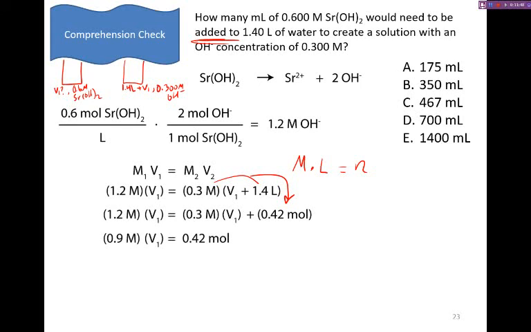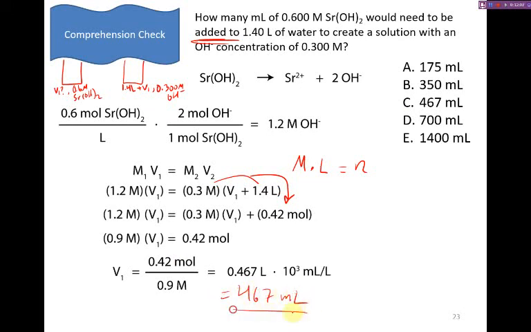So we've got 0.9 molar times the volume equals 0.42 moles. Rearranging to solve for the volume gets 0.467 liters. Since we're looking for it in milliliters, we calculate that out and get that equal to 467 milliliters.